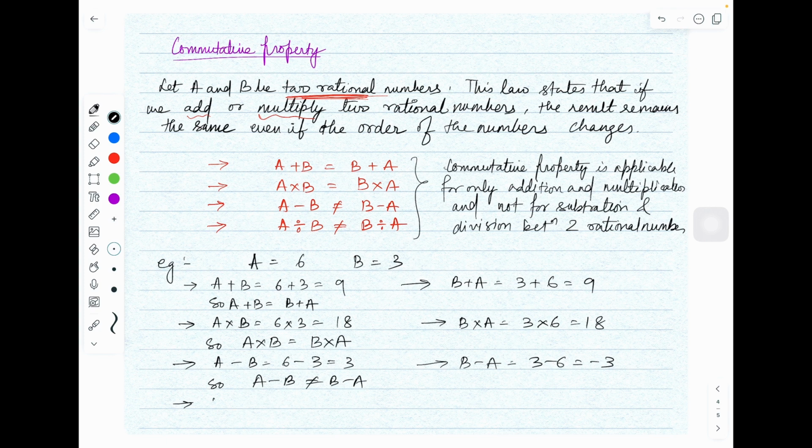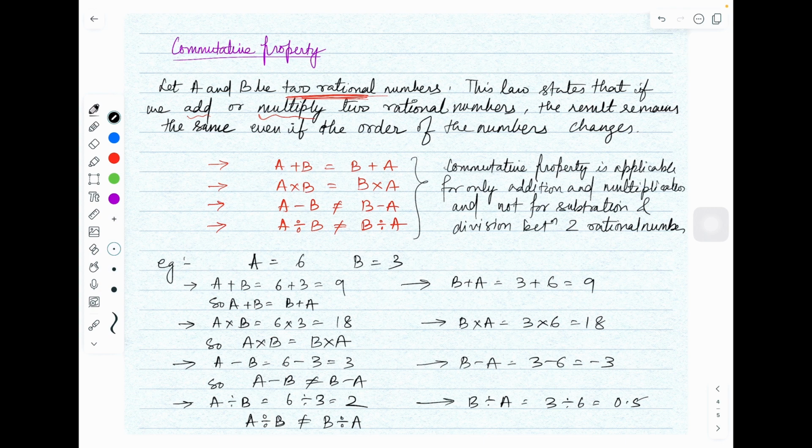Similarly, a divided by b equals 6 divided by 3 equals 2. And b divided by a equals 3 divided by 6, that is 1 by 2, which is 0.5. So in one you are getting 2, in the other you are getting 0.5. So a divided by b is not equal to b divided by a. Understood? So this is the commutative property.